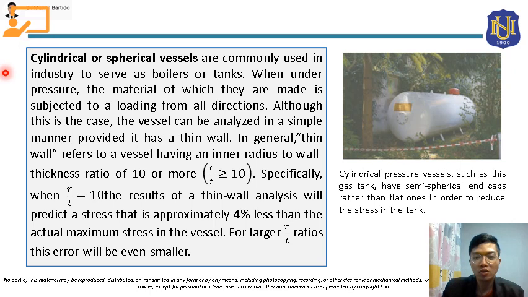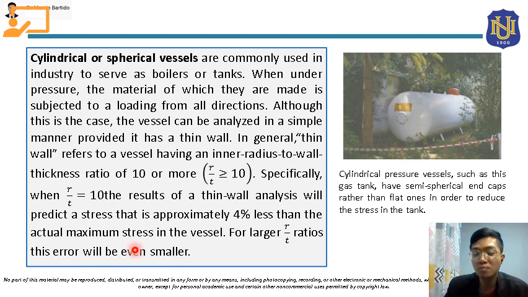So again, this is the ratio so that we can say that the thickness of a vessel is a thin wall. It should be R over T, and it should be greater than or equal to 10. Okay, so specifically when R over T is equal to 10, the results of a thin wall analysis will predict a stress that is approximately 4% less than the actual maximum stress in the vessel. So for larger R over T ratios, this error will be even smaller.